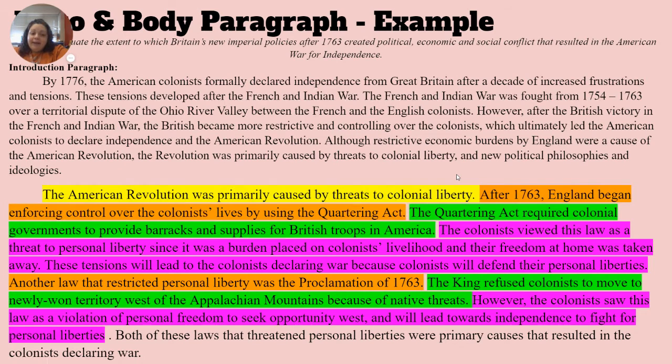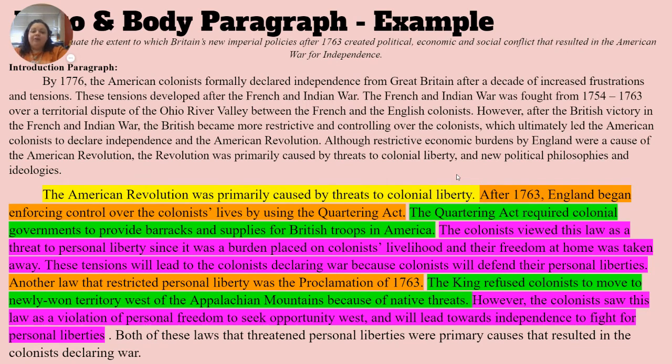E, explain how the Quartering Act is a threat to colonial liberty and caused the American Revolution. The colonists viewed this law as a threat to personal liberty, since it was a burden placed on colonists' livelihood, and their freedoms at home were taken away. So that connected it to the subpoint, but now we have to explain how this is going to end up causing the revolution. These tensions will lead to the colonists declaring war because colonists will defend their personal liberties.